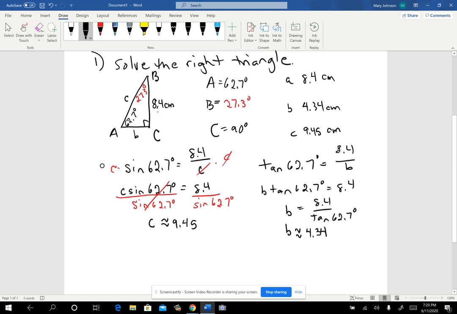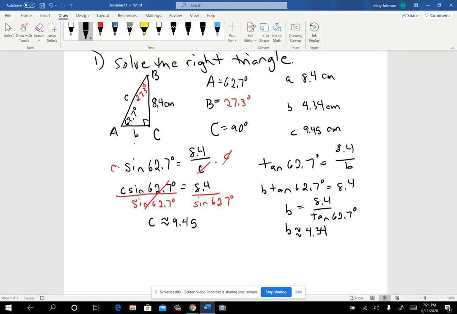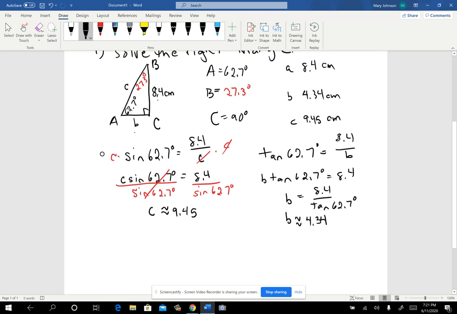And like I said, there are different routes you could take. Once we figured out the 27.3, we could have done tangent of 27.3 equals b over 8.4. That would have worked. Or we could have used the Pythagorean theorem to find the missing side once we found one side. But since you rounded when you found that, that's not as good a practice because you don't want to introduce round-off error. Okay. All right, so let's look at another example.